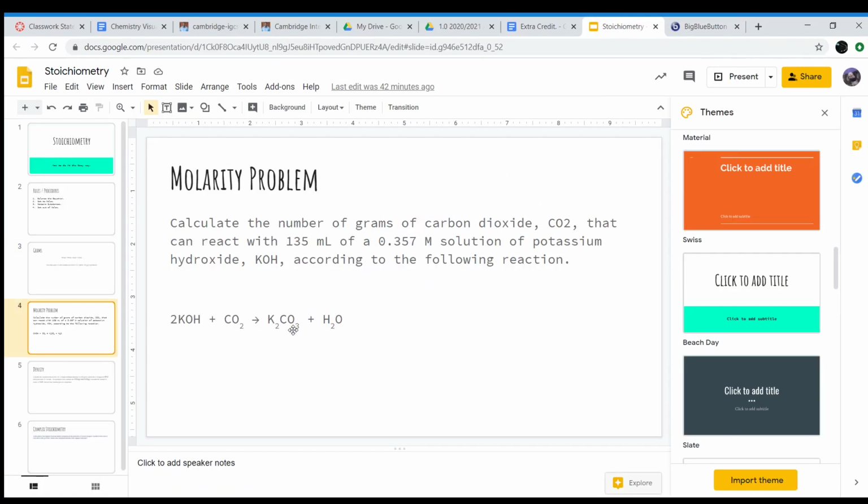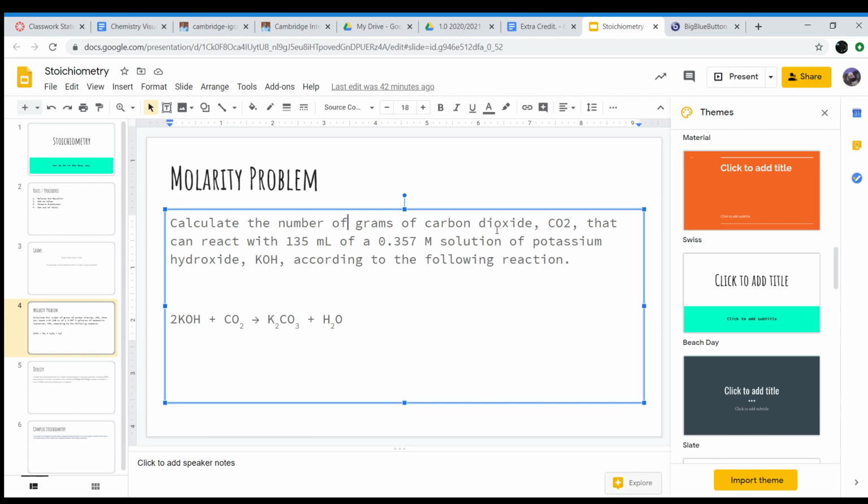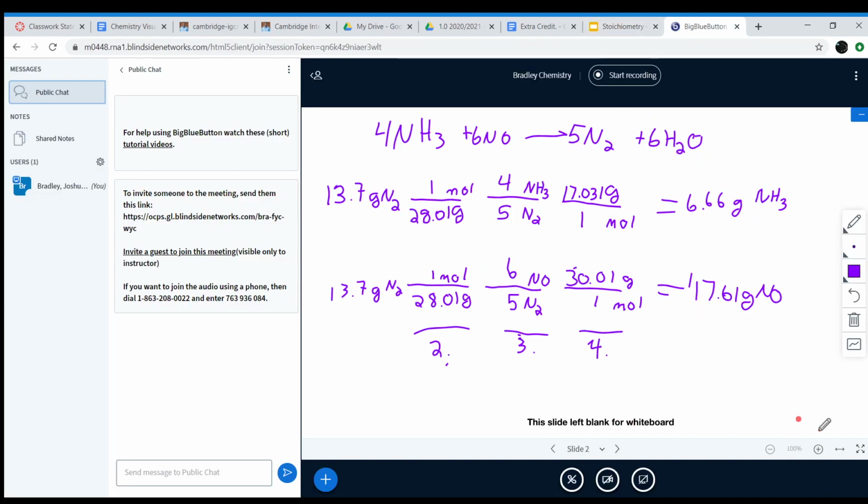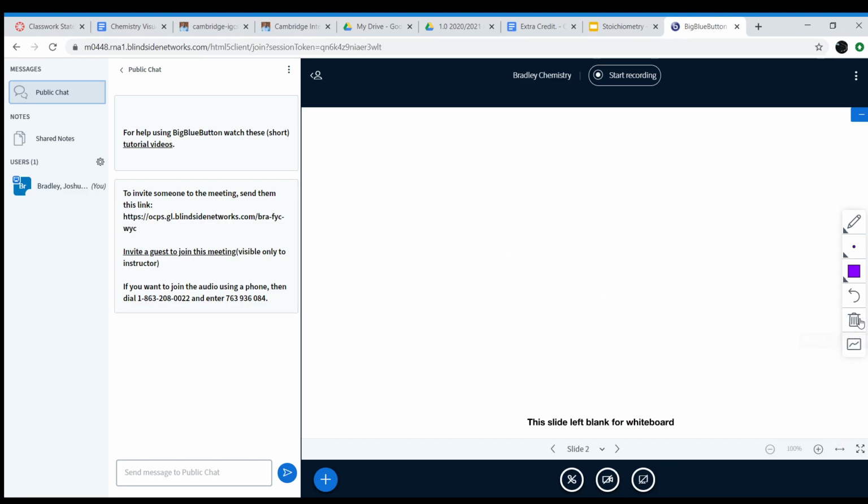Now we're going to go ahead and start the next type of problem, and this problem is going to be a molarity problem. Okay, and this problem is having us calculate the number of grams of carbon dioxide from a solution of potassium hydroxide. So we already have a made solution and we want to go ahead and solve for it.